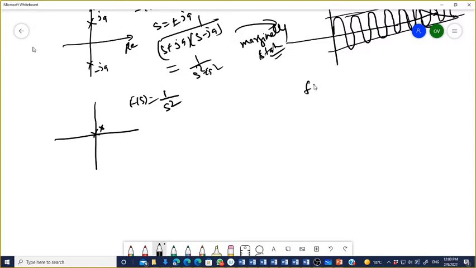What is the Laplace inverse of this function? f(t) is equal to t. And what is the nature of t? Linear. So, linear ramp, but is it bounded or unbounded? Unbounded. So, since the signal is unbounded, you can say the system is unstable.